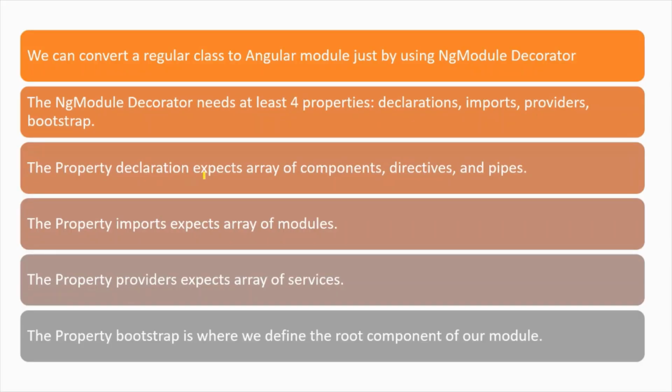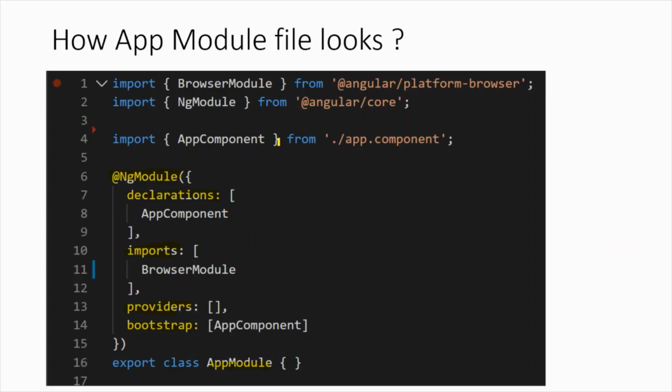The third point is the property declarations, which expects an array of components, directives, and pipes. It means whenever we create any component, for example the first component defined is app component, we need to import that component in the module file, like how we implemented the app component here.